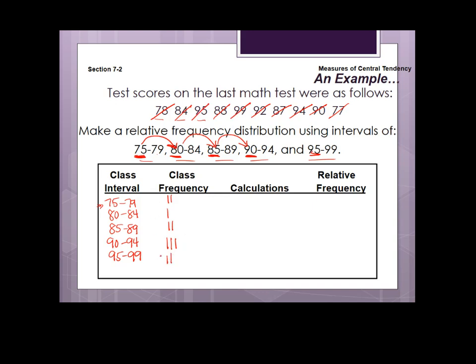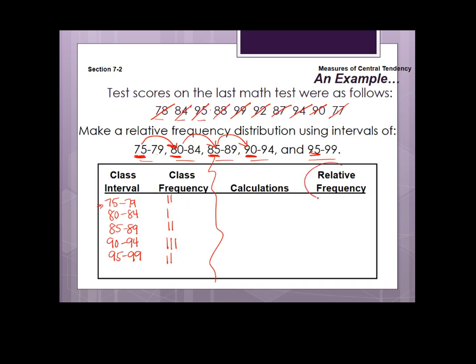Now, I also double check that I've gotten all the numbers here. So I have 1, 2, 3, 4, 5, 6, 7, 8, 9, 10 numbers. If I double check, 1, 2, 3, 4, 5, 6, 7, 8, 9, 10. Okay, so I'm good. So this would be an example of if I just wanted a frequency chart, I could stop there. And sometimes you'll see it written as numbers instead of tally marks. So this would say 2, 1, 2, 3, 2.